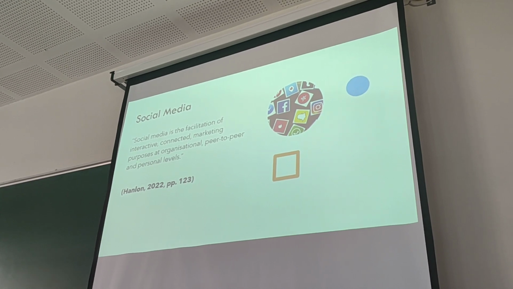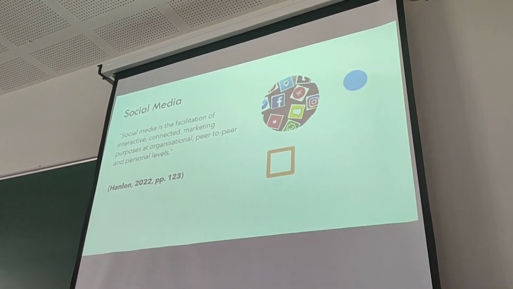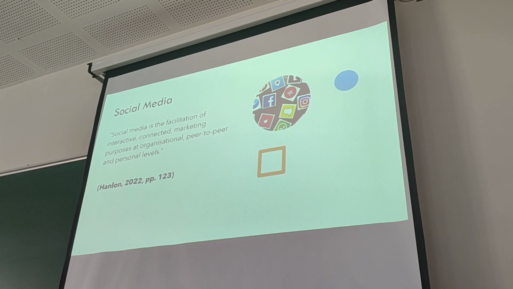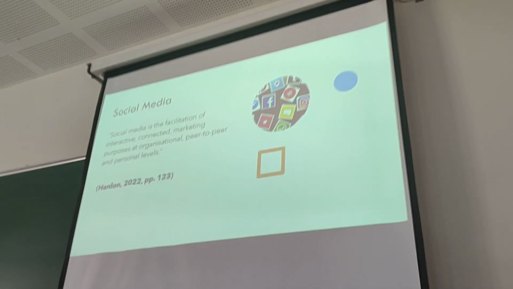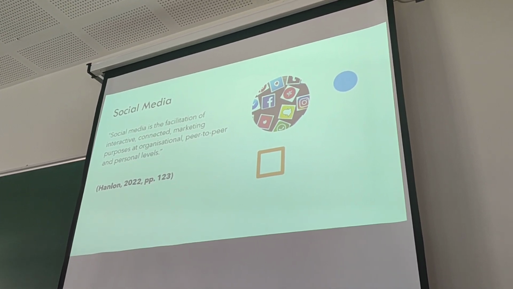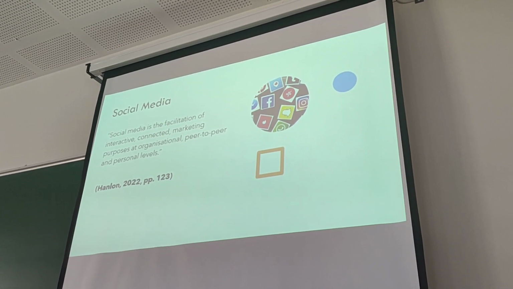Another one is that social media is the facilitation of interactive, connected marketing purposes at organisational, peer-to-peer and personal levels. So that's a sort of definition of how it can be used for digital marketers. It basically means that each business doesn't have to start from scratch when it comes to trying to reach their potential customers.